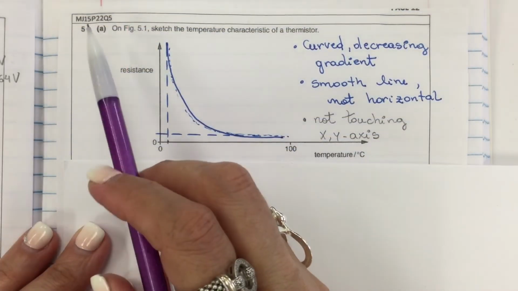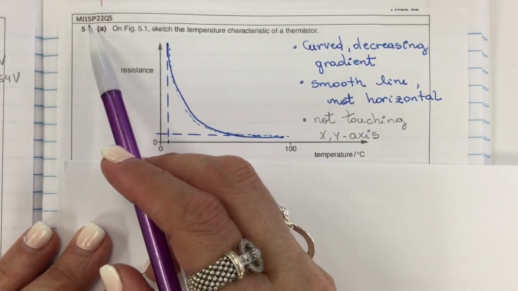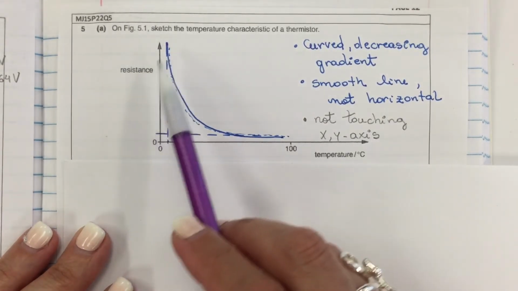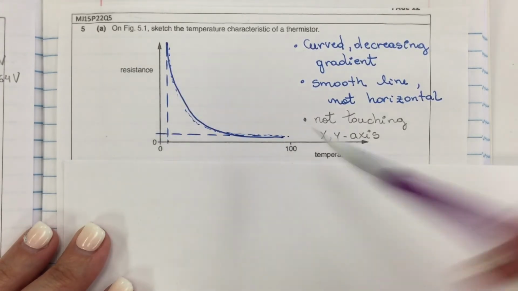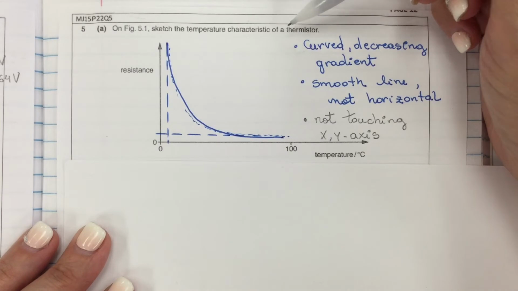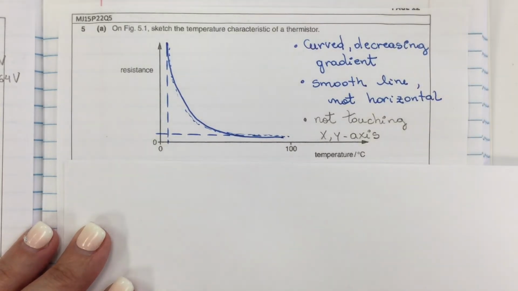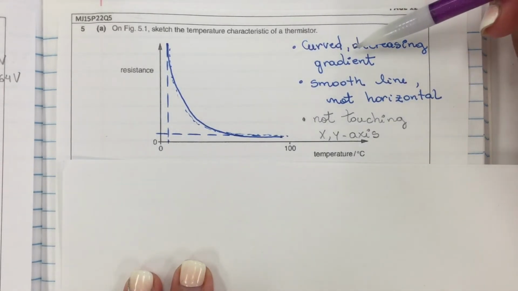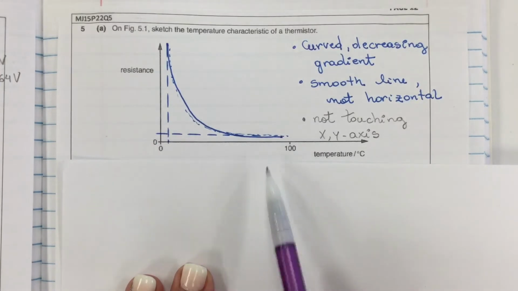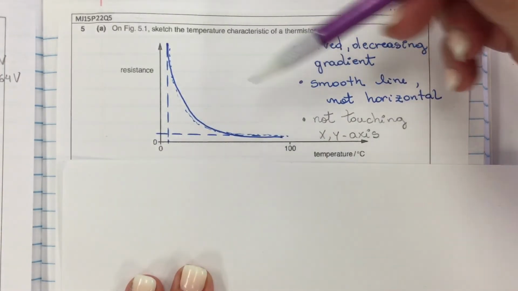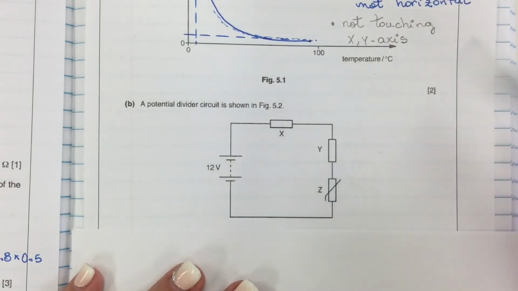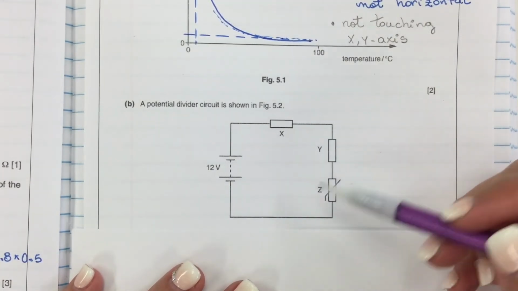Okay, from the past exam from May/June 2015, paper 22, question 5: on this picture, sketch the temperature characteristics of a thermistor. You need to make sure that you hit some points here. One is this line must be curved, decrease in gradient, a smooth line, not horizontal, and not touching the X or Y axis. Then the next problem, we have an application of a thermistor connected to a circuit in series.